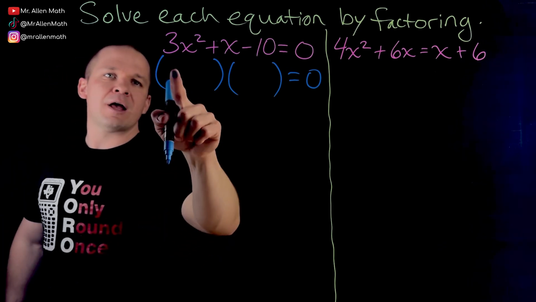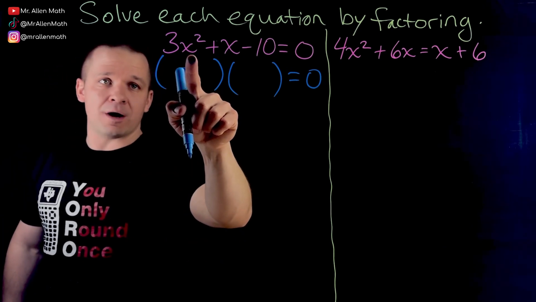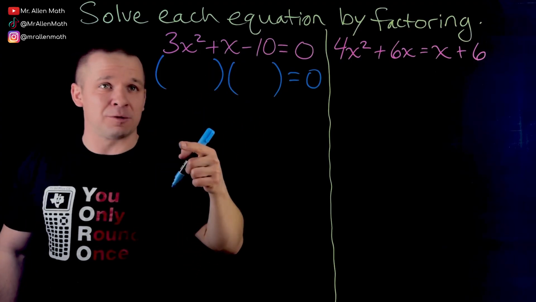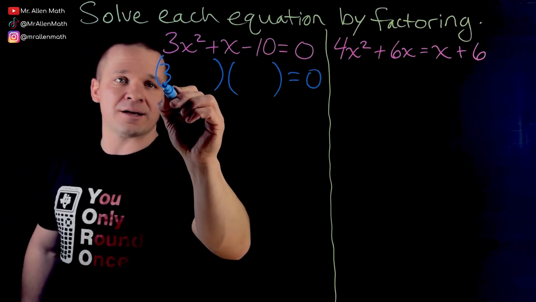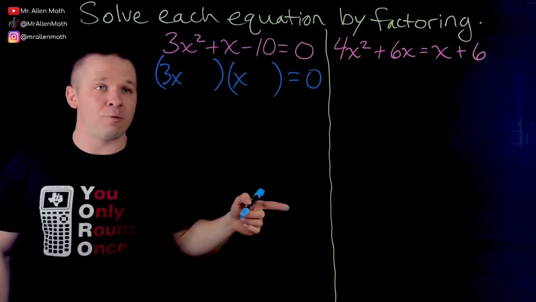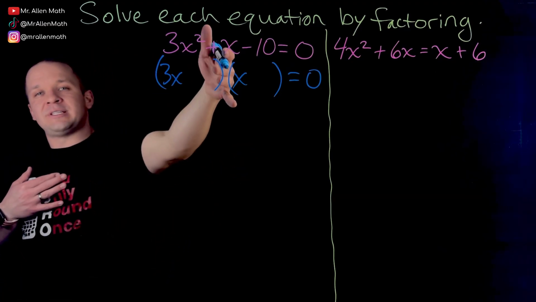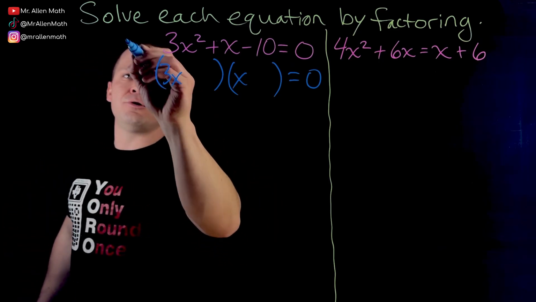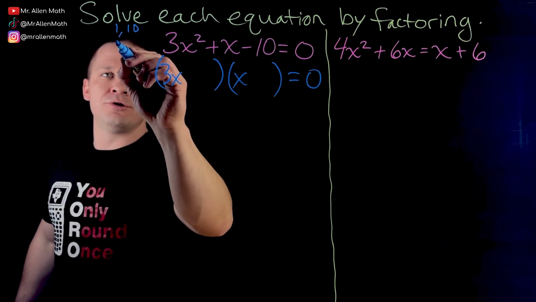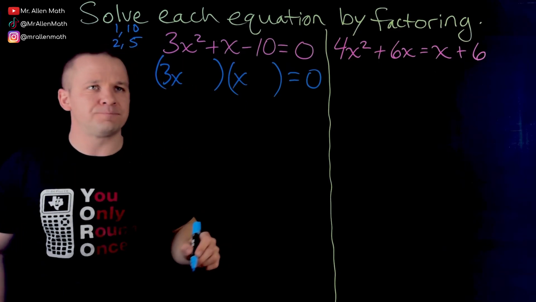For guess and check, I'm going to look at this first term. It's 3x squared. There's only one way to get two things to multiply to 3x squared. It's with 3x and x. There's no other way, okay? It's a prime number. That makes it a little easier. But the 10, there's a couple ways you can multiply to 10. You can do 1 and 10. You can do 2 and 5, okay?